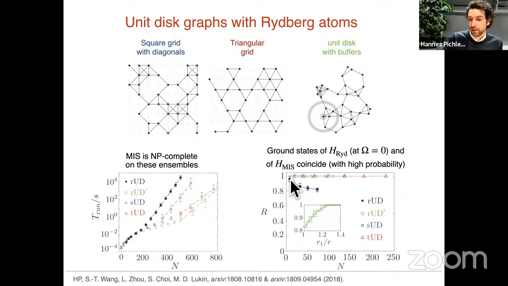And indeed, if you do numerical simulations, you see that for random unit disk graphs, the approximation ratio achieved by the ground state of the Rydberg Hamiltonian with respect to the maximum independent set is actually not that great. But if you restrict your class of problems to these types of graphs that by construction don't have vertices at distances just outside of the blockade radius, then you can essentially avoid this problem with extremely high probability.